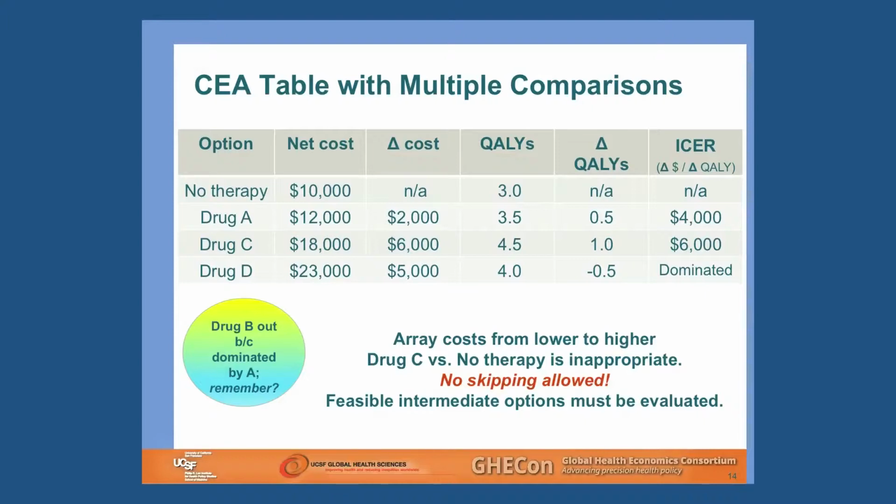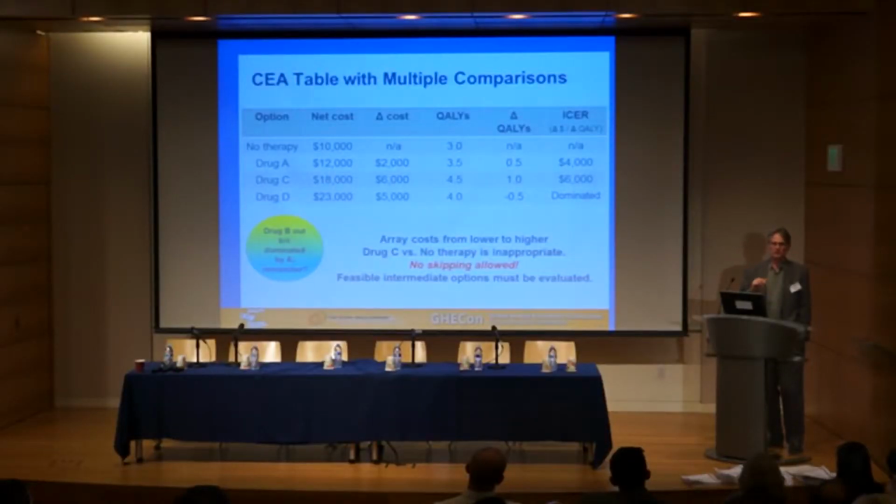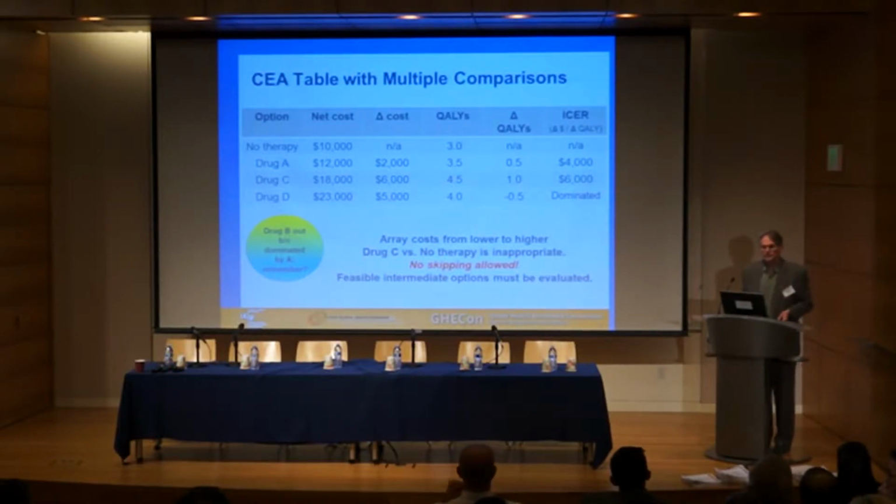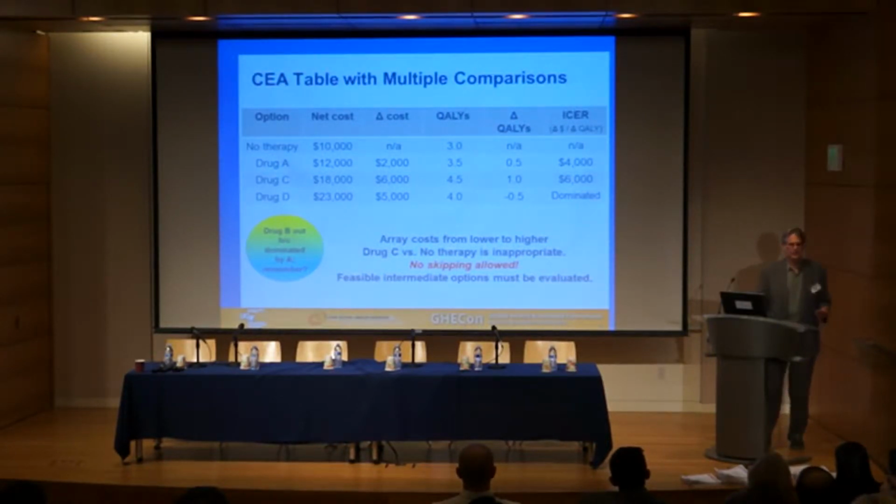So now we're looking at C and D, and the point I want to make here is there's literally no limit to the numbers of options that you can compare if you array them right. So the costs need to be arrayed from least cost, different ways of doing it. But I strongly recommend, it's the most straightforward, array the options from the least costly to the most, then take the difference in costs and qualities between each adjoining intervention and calculate the ICER. No skipping is allowed. All feasible intermediate options must be evaluated.